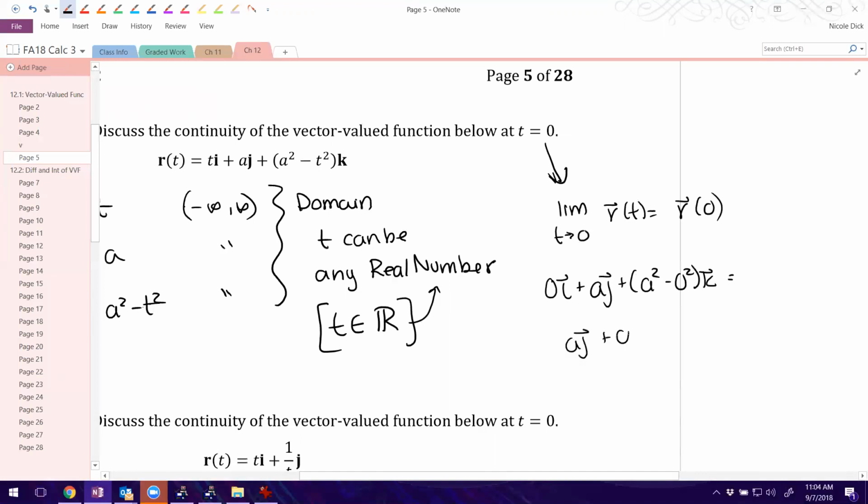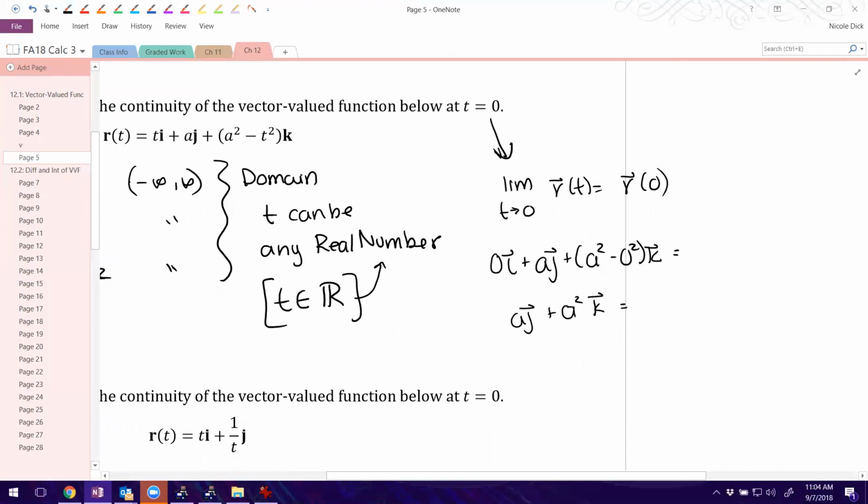A times J plus A squared times K. Okay, so just simplifying that down there. And that's the limit. As we approach 0, the limit is that vector right there. But when we go back and evaluate this vector valued function, we're going to do the same exact thing, so the work's not going to look any different. If I go back and let T equal 0, it's, like I said, the same exact thing we just did. So yeah, obviously, it's not a problem.